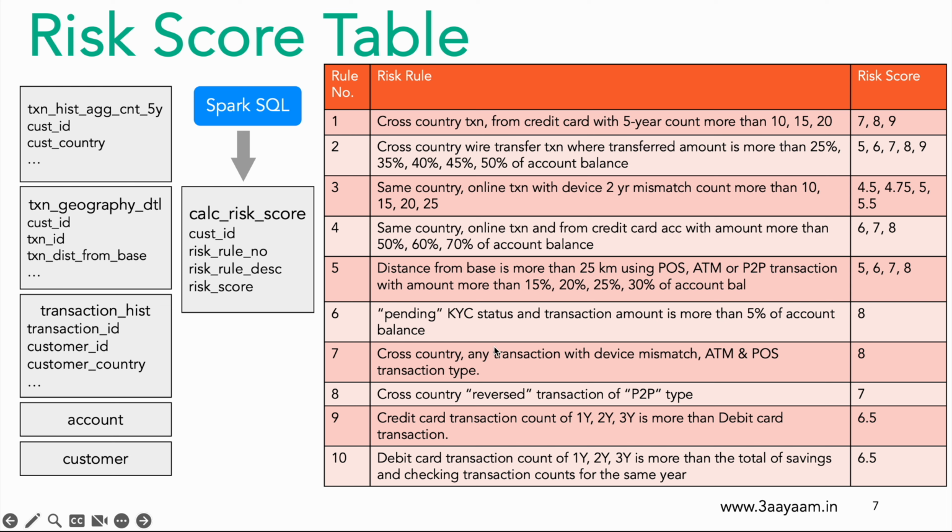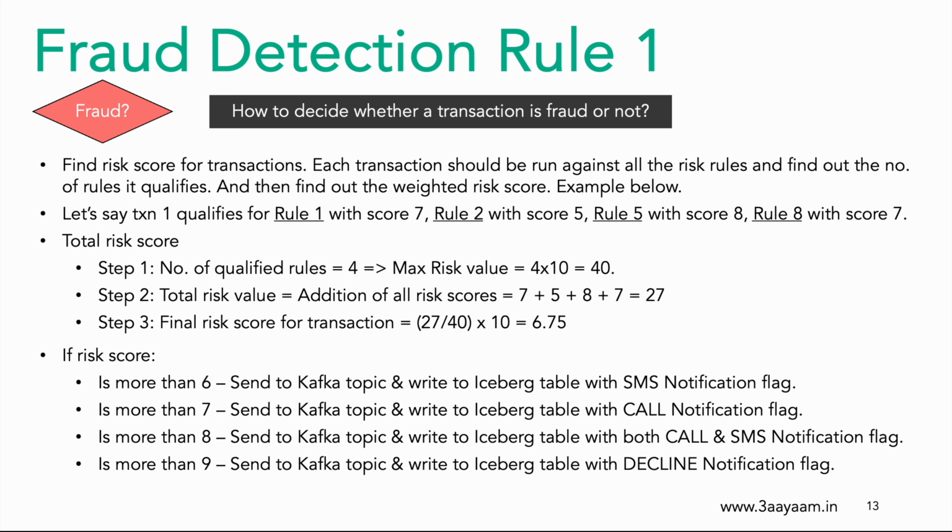Now, each transaction that you get from the Kafka topic has to be validated against all these rules. And if the transaction qualifies any of the rules, then you'll have to take some actions. And this is the action. This is an example that I have given.